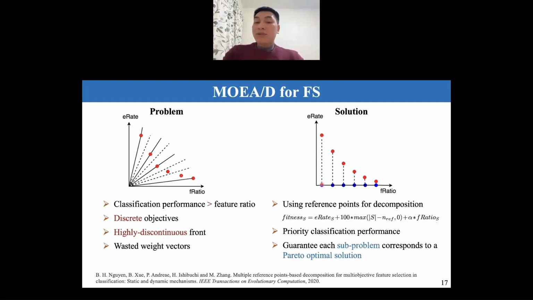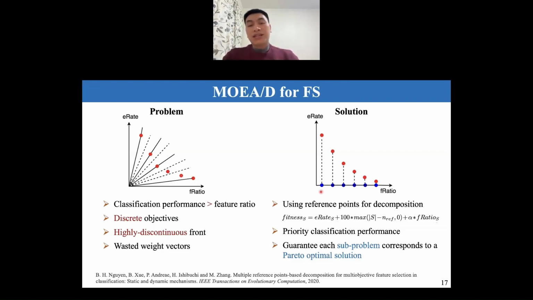Okay, and clearly by doing that, each reference point, or each subproblem, is going to give me one point on the front. So we will not be wasting any computational resources for feature selection, and also because we are focusing only on the error rate for each subproblem, it apparently gives higher priority towards improving error rate performance.